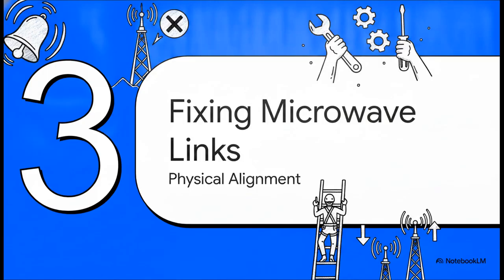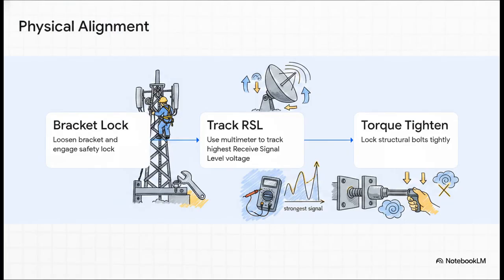Let's look at Section 3, fixing the microwave link. All right, so the alarm is blaring and the tower is offline. How do we solve it? Well, you climb the tower for a manual physical alignment. Step 1, you carefully loosen the bracket and engage your safety lock. Step 2, now this is where the magic happens.